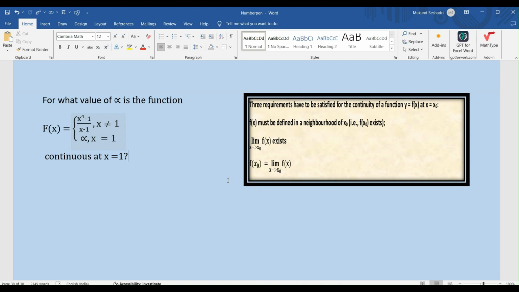That function takes a constant value alpha for x equal to 1. For values which are greater than 1, and for values which are lesser than 1, the function takes a value x to the power 4 minus 1 divided by x minus 1, which means in the neighborhood of 1 it still takes a value x to the power 4 minus 1 divided by x minus 1, right? So what do I mean by neighborhood? Which means as x tends to 1, what is the value of f of x, right? And let's figure out that.